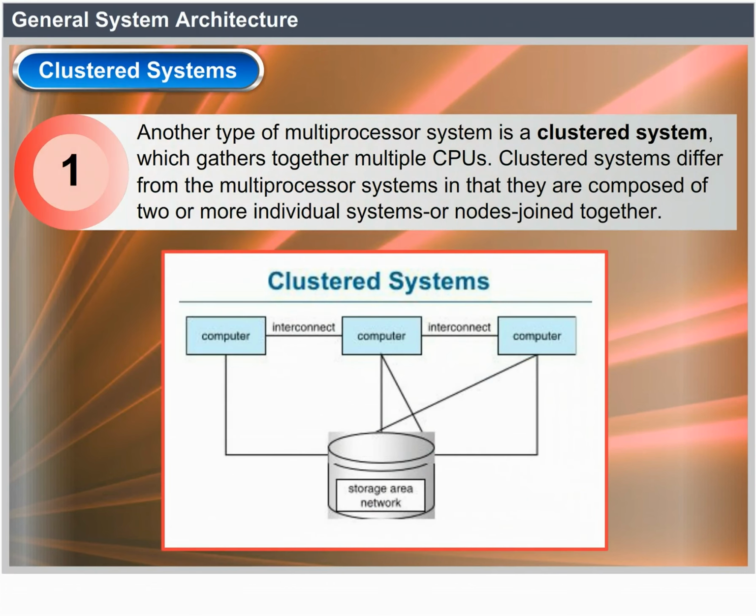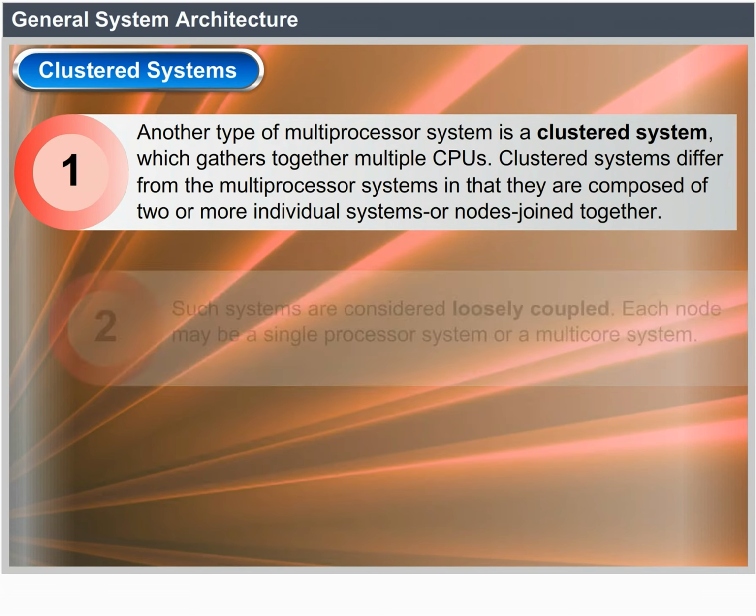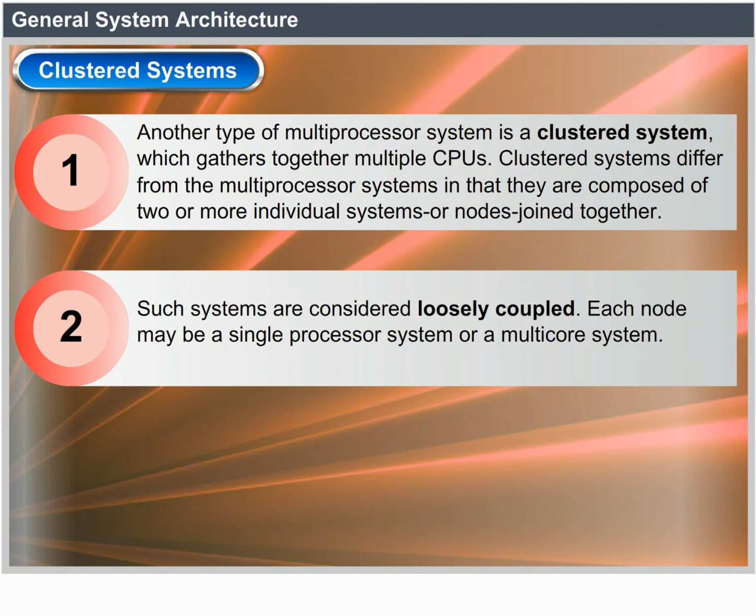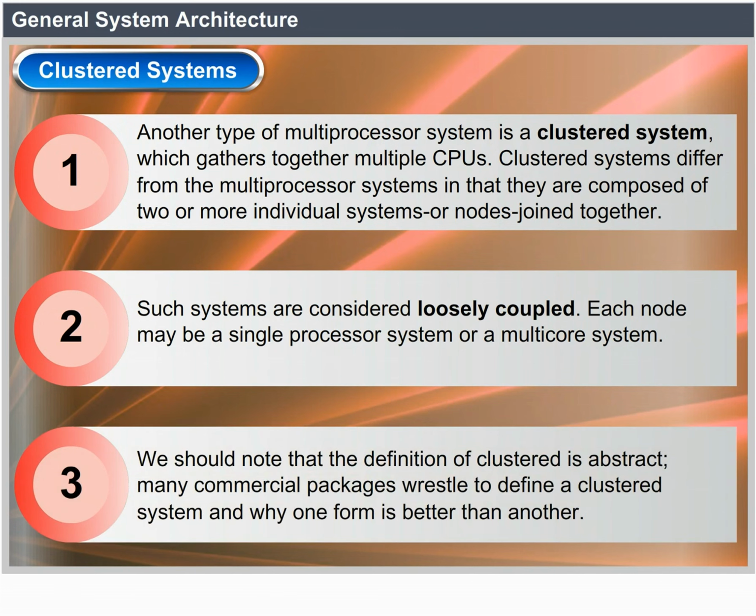Another type of multiprocessor system is a clustered system, which gathers together multiple CPUs. Clustered systems differ from the multiprocessor systems in that they are composed of 2 or more individual systems or nodes joined together. Such systems are considered loosely coupled. Each node may be a single processor system or a multi-core system. We should note that the definition of clustered is not concrete. Many commercial packages wrestle to define a clustered system and why one form is better than another.